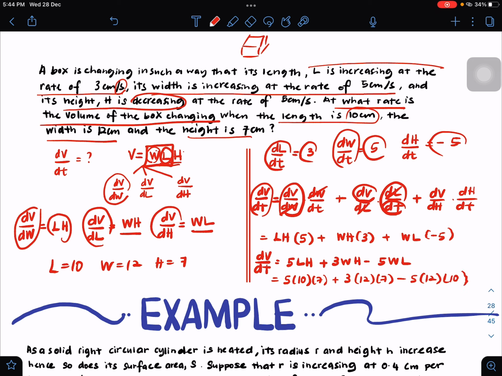So kira-kira awak akan dapat jawapannya. Apa dia punya simbol? Simbol dia will be centimeter cube kerana dia volume dan ukuran dalam sentimeter per second with respect to time. So this one is the rate of change. But this one dia melibatkan application dan kita menggunakan formula chain rule.